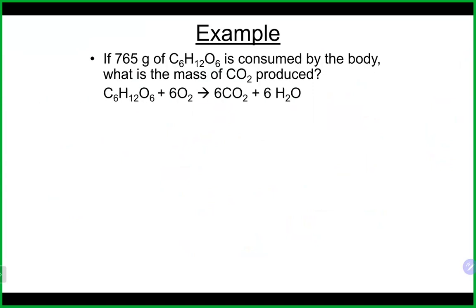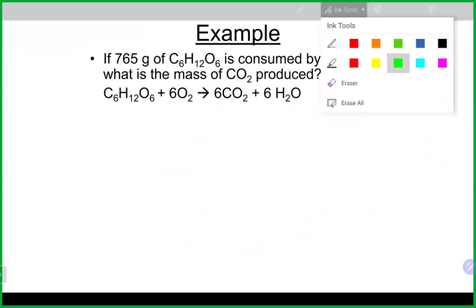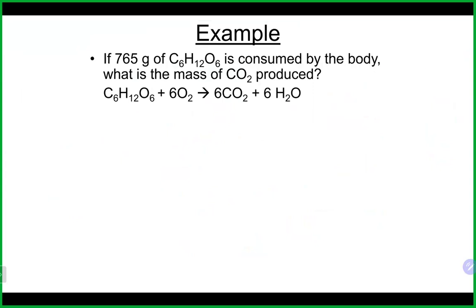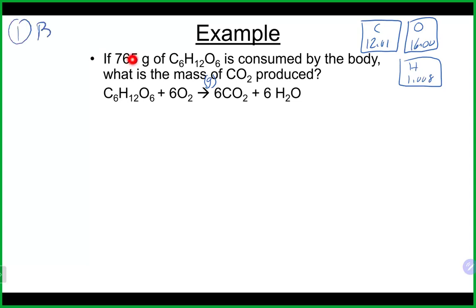All right, now that you're professionals, let's do a few more. All right, let's try this one here. You've got 765 grams of C6H12O6 and it's consumed by the body. We're looking for how many grams of CO2 would be produced. Some numbers that will be helpful: carbon 12.01, oxygen 16, hydrogen still 1.008. Once again, no surprise, follow the 4 steps here.